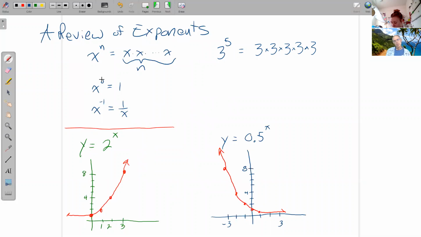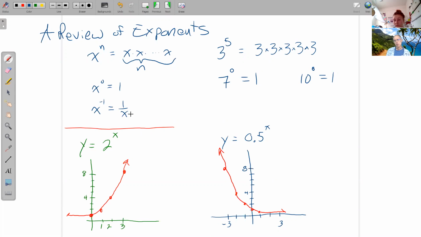If we have a power 0, the answer is always 1. So if somebody said, what's 7 to the power 0? Well, it's 1. What's 10 to the power 0? It's 1. Okay. So that's another one. A rule we haven't talked about, but that is important. You may have seen it before.